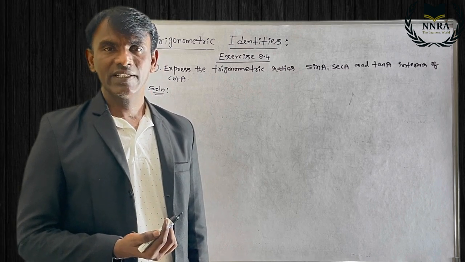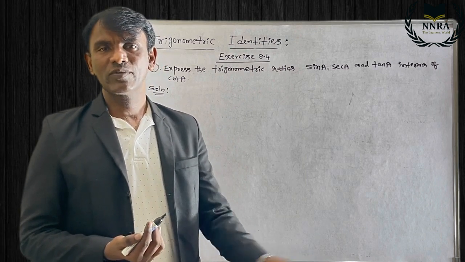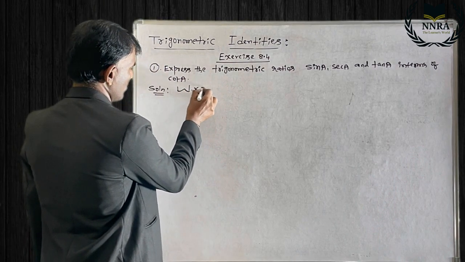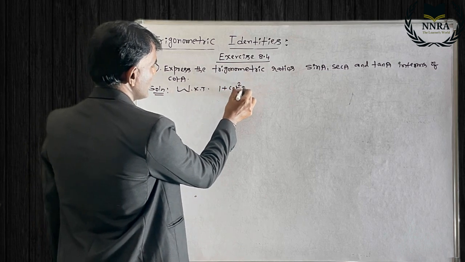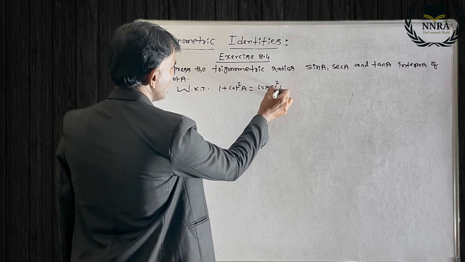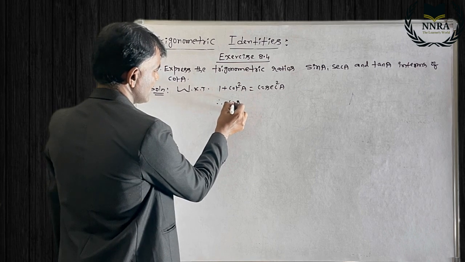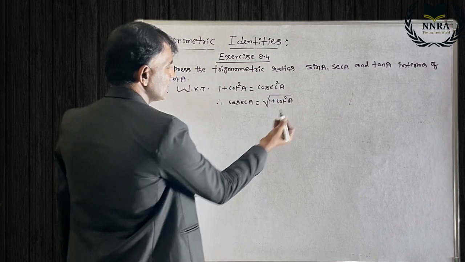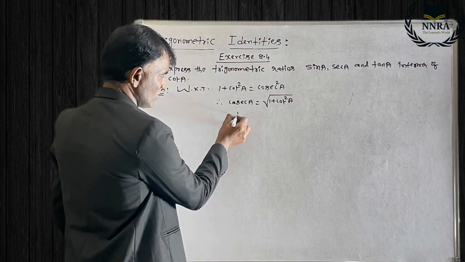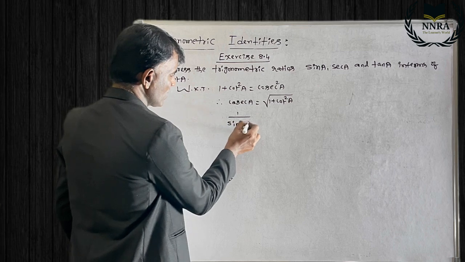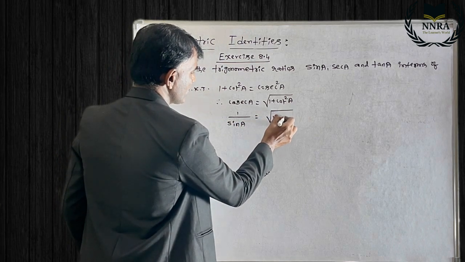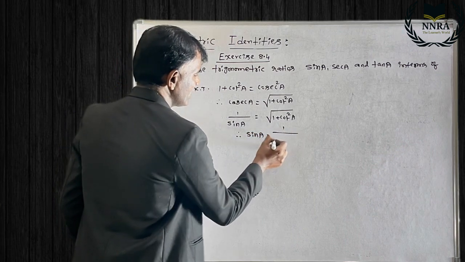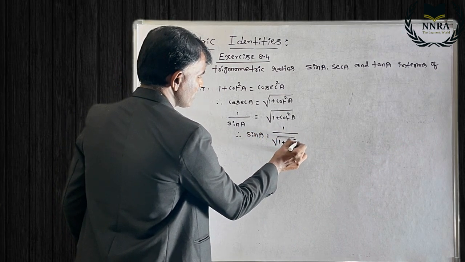After that we write cosecant, then we write sine. Sine means the reciprocal of cosecant. So first, we know that 1 plus cot square A equal to cosecant square A. Now what is the value of cosecant A? Cosecant A can be written as square root of 1 plus cot square A. But we want sine A. So cosecant can be written as 1 by sine A. So 1 by sin A equal to root of 1 plus cot square A. Therefore, sin A equal to 1 divided by square root of 1 plus cot square A.